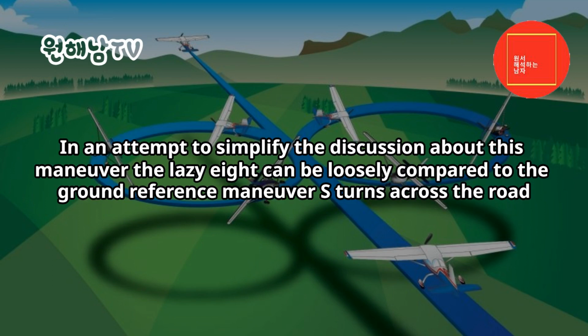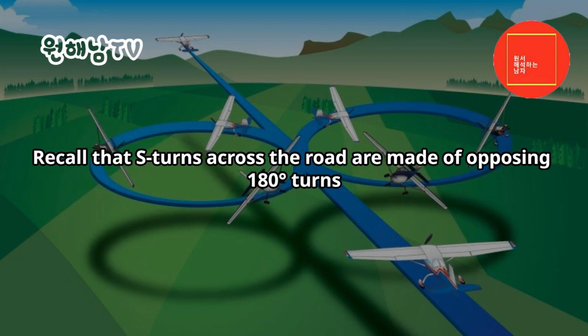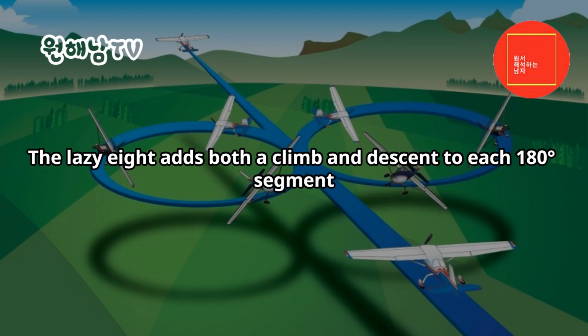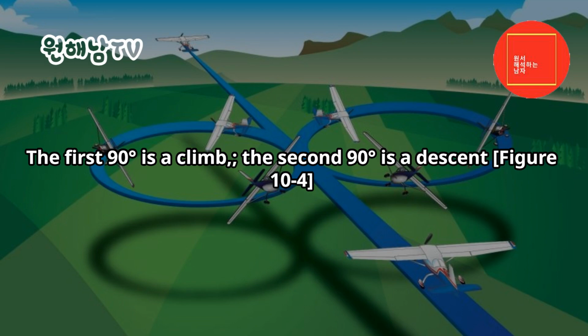In an attempt to simplify the discussion about this maneuver, the Lazy 8 can be loosely compared to the ground reference maneuver, S-turns across the road. Recall that S-turns across the road are made of opposing 180 degrees turns. For example, first a 180 degrees turn to the right, followed immediately by a 180 degrees turn to the left. The Lazy 8 adds both a climb and descent to each 180 degrees segment. The first 90 degrees is a climb, the second 90 degrees is a descent.